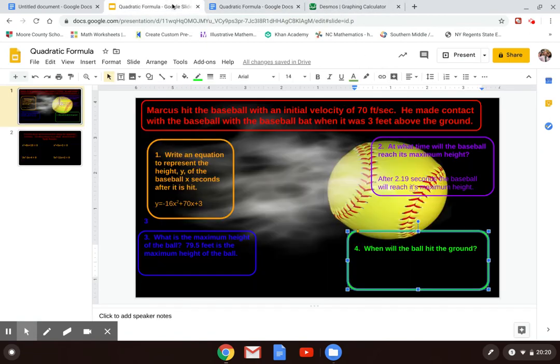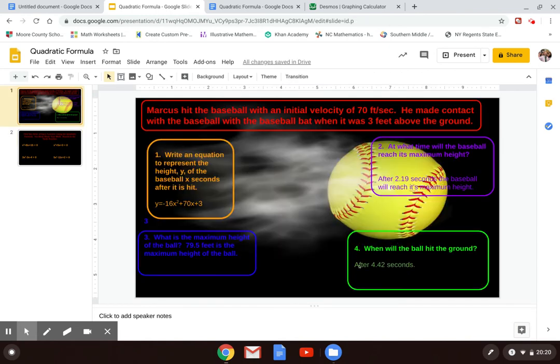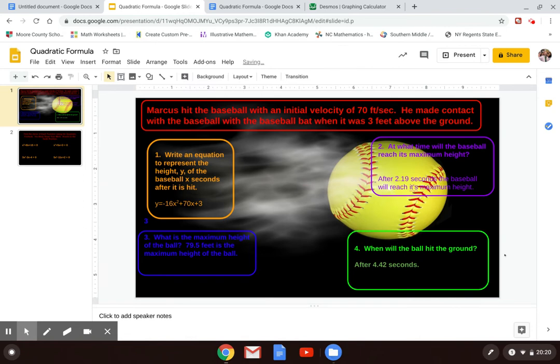Okay? So I'd come over here. When will the ball hit the ground? After 4.42 seconds. Okay? So the reason we went through all that work is because this does not factor evenly or easily for us. So we had to use what we call the quadratic formula to find the answer there.